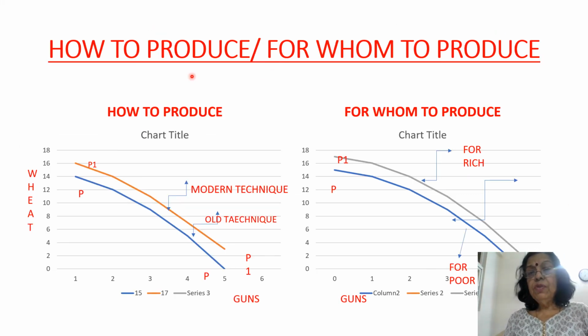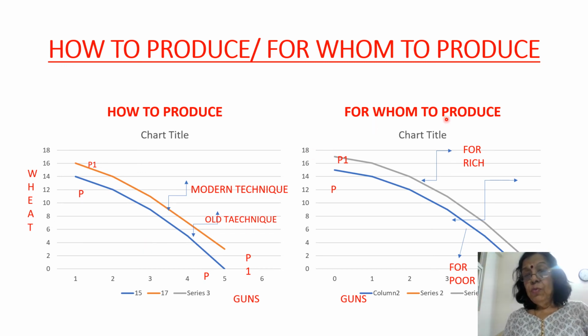Then how to produce and for whom to produce. With these curves only we'll decide how to produce. For example, this is the original PP curve, and technology, we assume, was constant or was not changing. Now if technology changes, then resources would increase and there will be a new curve P1 P1, and the curve will shift towards the right. And if it uses the old technique, then it will shift to the left.